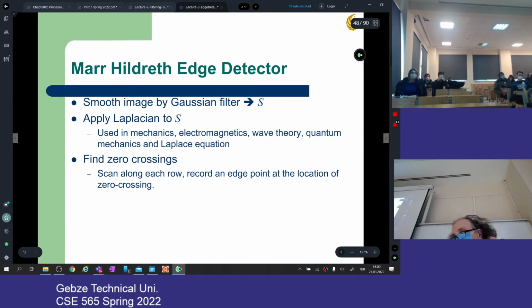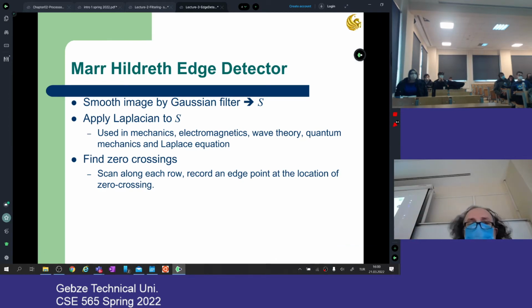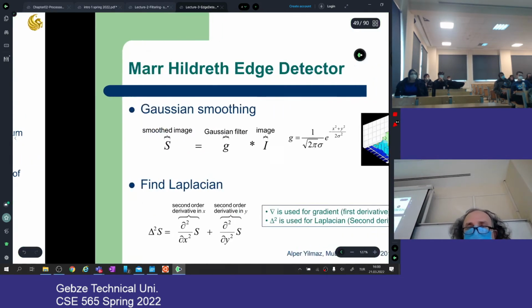We don't like the threshold much. Let's do something that is different from the threshold. That will be our second class of edge detectors. Okay, so we will smooth the image by a Gaussian first, get rid of some noise. Then apply the Laplacian to it. What is the Laplacian? We are going to see, and find zero crossings. Laplacian is this.